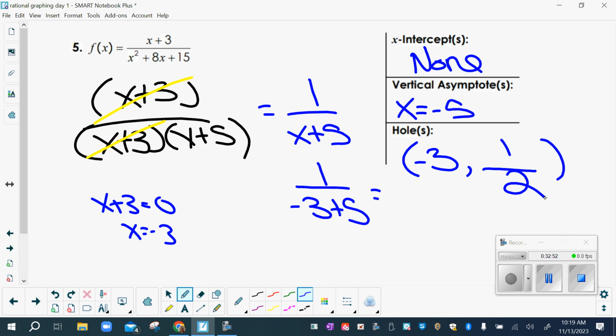And then tomorrow, did you notice what's not on here that we didn't do? Horizontal asymptote. I blanked it out because we're going to do it every 2 days. We're not doing it all in 1 day.